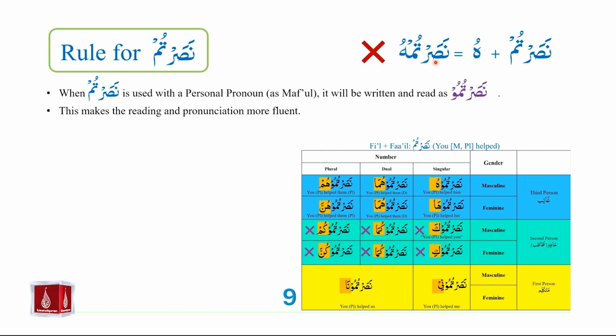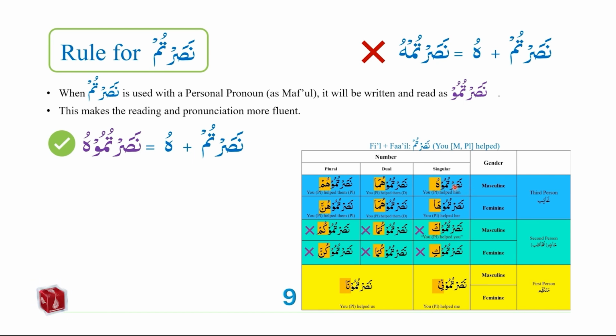So, if we look at nasartumhu, the pronunciation is a bit interrupted. But when we say nasartumu, this makes the reading and pronunciation more fluent. So, we have the following result. Nasartum plus hu equals nasartumuhu. Nasartumuhu is read much more fluently as compared to nasartumhu. So, in our first cell, instead of nasartumhu, we will have nasartumuhu. You helped him. You referring to plural and masculine.